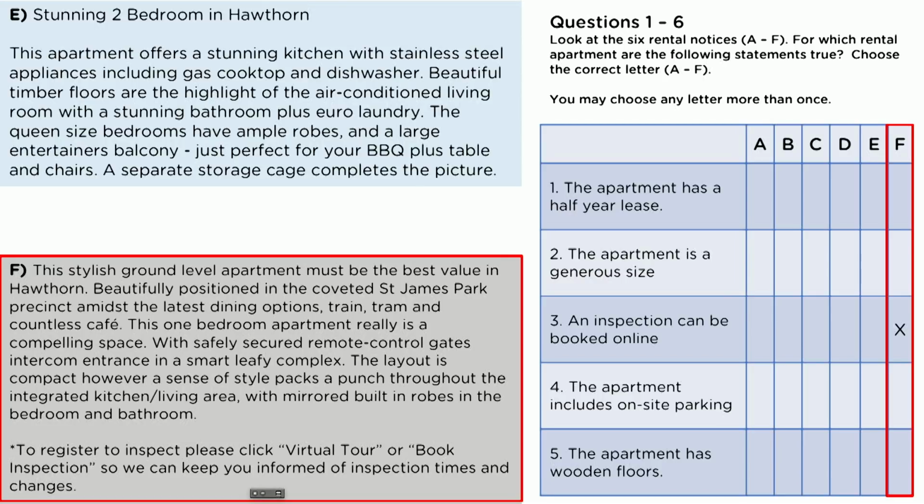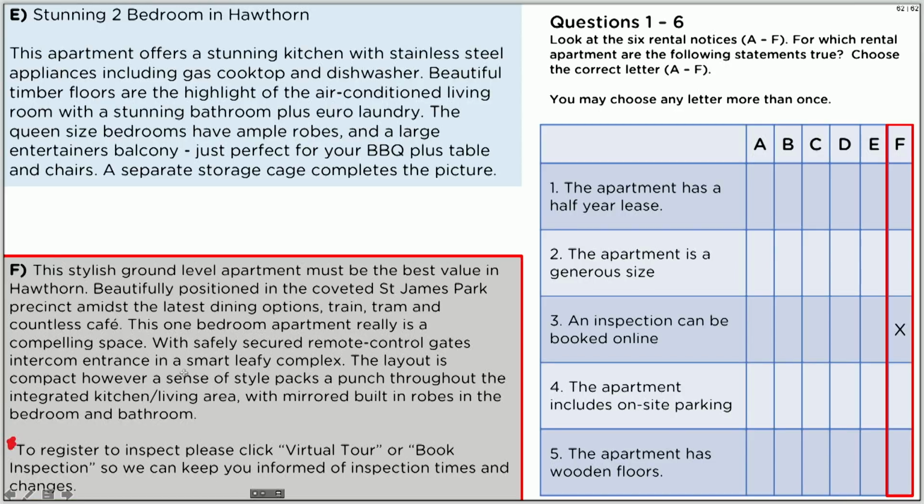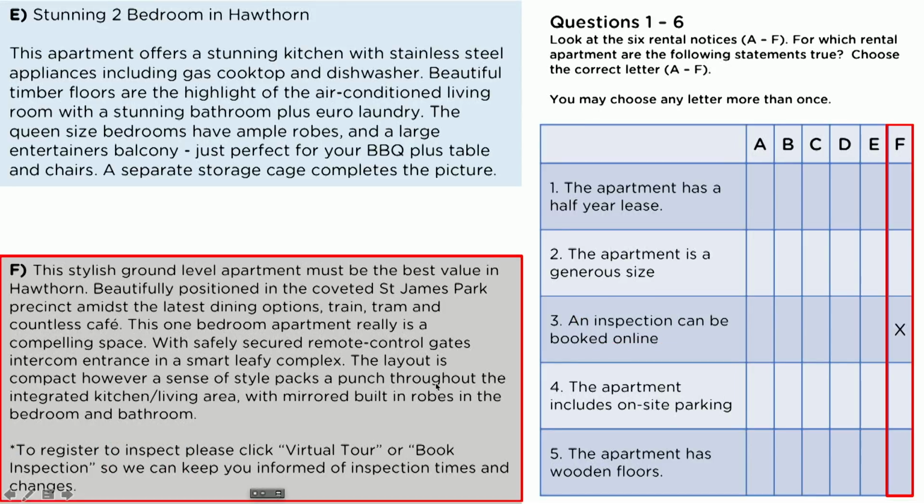So it's 3F or F3, because if you look down here where the little asterisk is, it says to register to inspect, please click virtual tour or book inspection. An inspection can be booked online. Here we've used the noun, and here we've used the verb form, to inspect and inspection. So not quite a synonym, but a different word form there. 1, 2, 3, 4, 5. 1, 2, 3, 4, 5, 6.